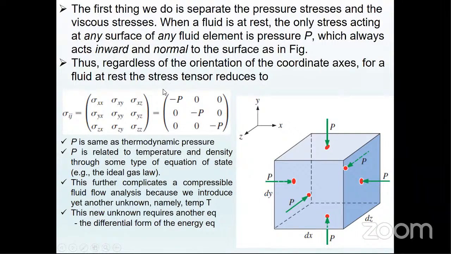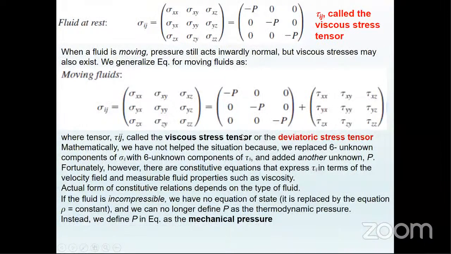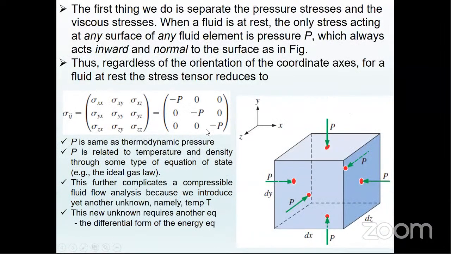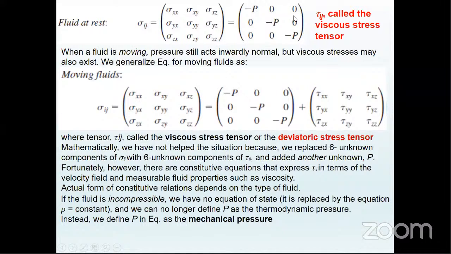We will deal with only the principal diagonal elements. Means we need only 3 unknowns to solve the 3 equations. This you have solved at various times. If the fluid is at rest, this equation converts to the matrix along the principal diagonal elements, where tau ij is called the viscous stress tensor. Tau is nothing but the stress, the viscous term, and tau ij is known as the viscous tensor.